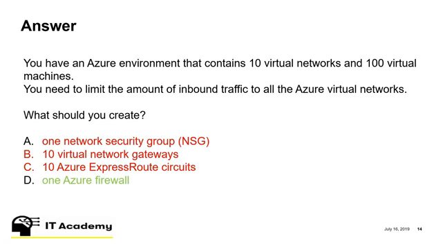The next incorrect action here is 10 virtual network gateways. So the idea there would be that we would create 10 VNet gateways, presumably one on each of those virtual networks. But those virtual network gateways by themselves aren't going to do anything to restrict the amount of traffic that's coming in. All a virtual network gateway does is allow one virtual network to connect to another VNet or to an on-premise location or to an express route circuit.